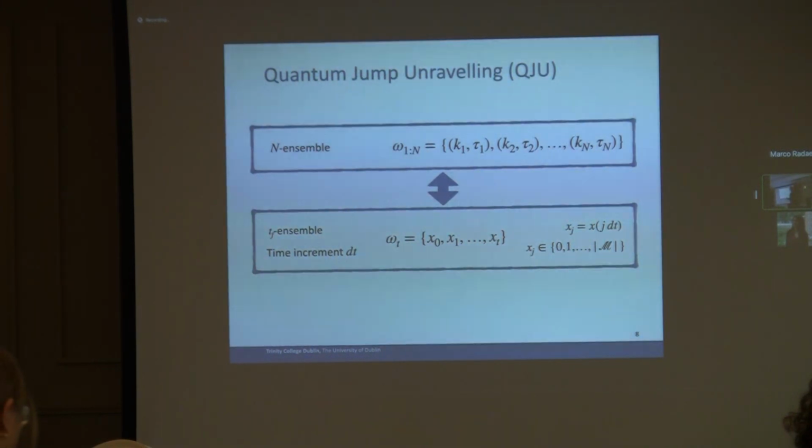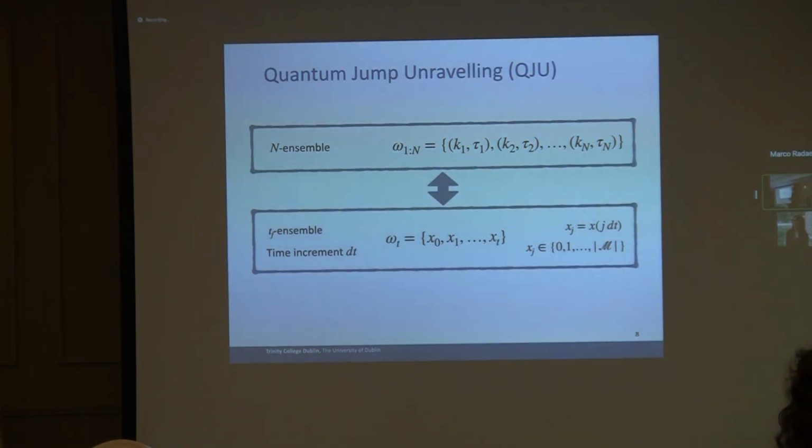Now, if we think of a process like this, we can represent it in 2 different ways. We can think of it in terms of what we define as the measurement record, and we can call this the N ensemble. In this representation, the measurement record is represented as a sequence of pairs, emission channel and emission time.